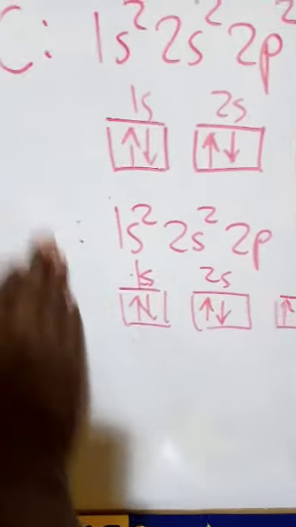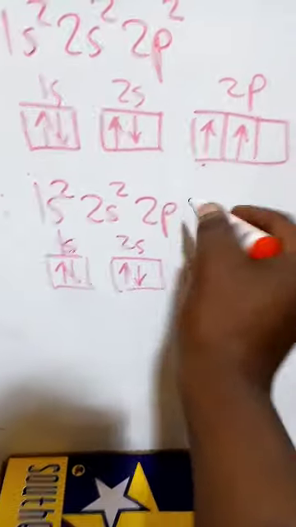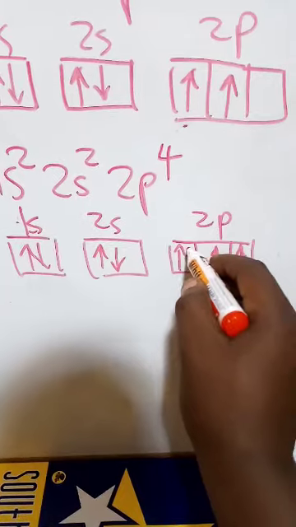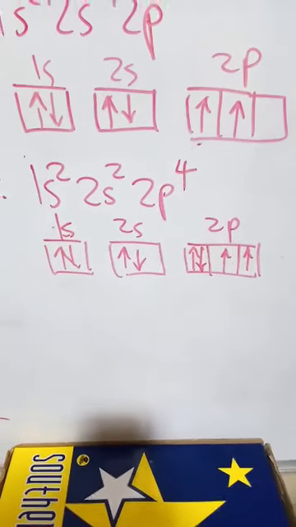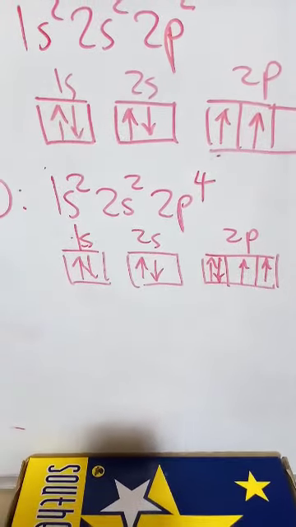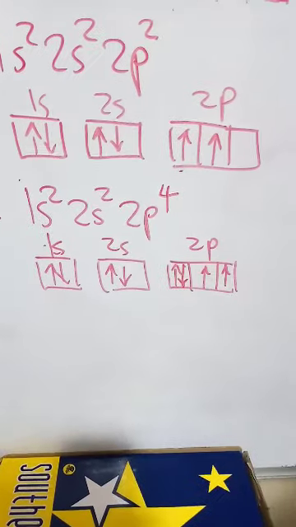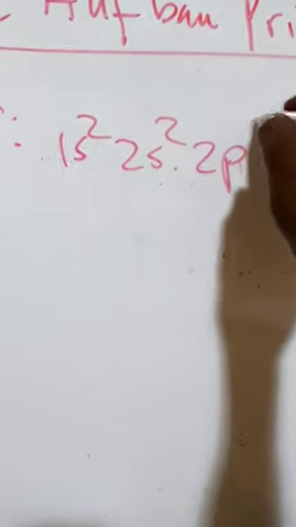So in this case now, oxygen will have 1s2, 2s2, and 2p4. So in this case now, again, the electron will start filling up one by one. Then from oxygen, we'll go to fluorine. Fluorine has 9 electrons. So the electron configuration for fluorine with 9 electrons will look like 1s2, then 2s2, then 2p5.